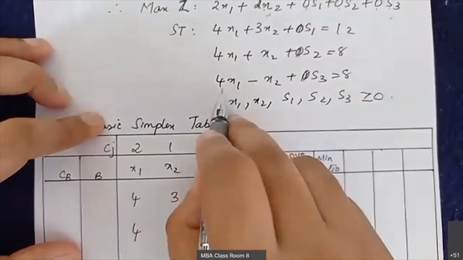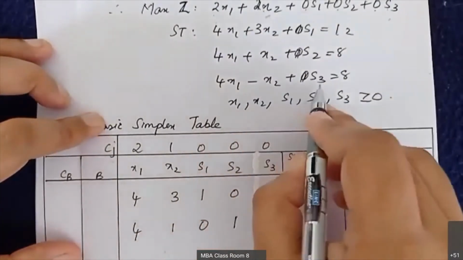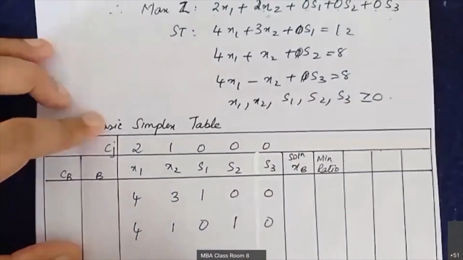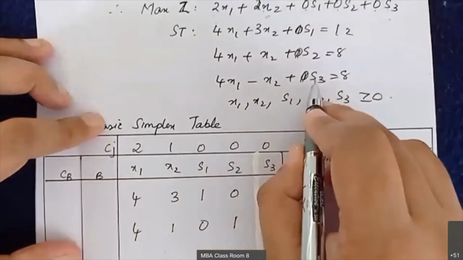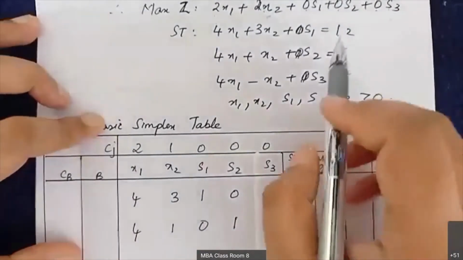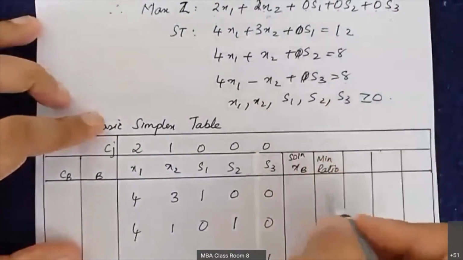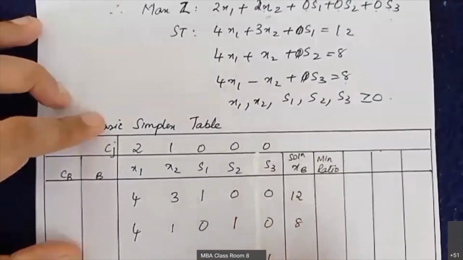Similarly, here I have 4 minus 1. Here I have S3. I don't have a value for S1, so I put 0. S2 also I don't have, so I put 0. S3 I have. The coefficient of S3 over here is 1. Now what are the solutions? 12, 8 and 8.